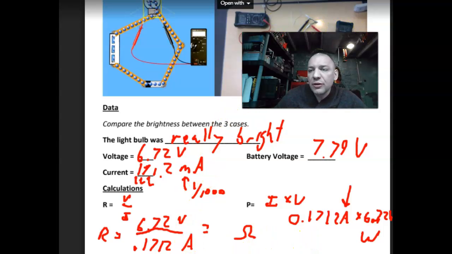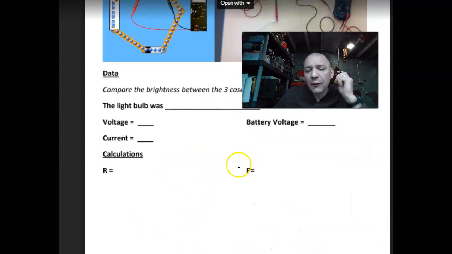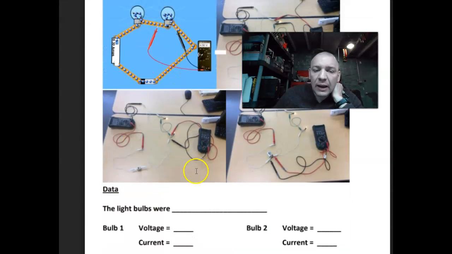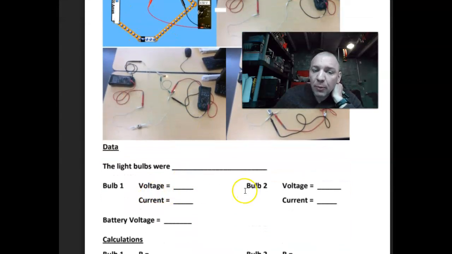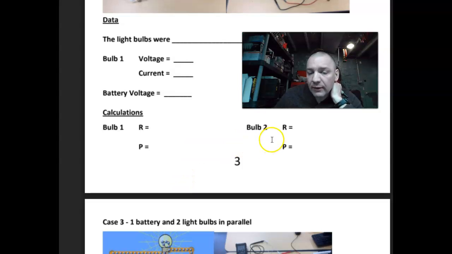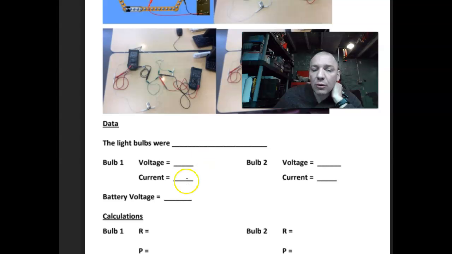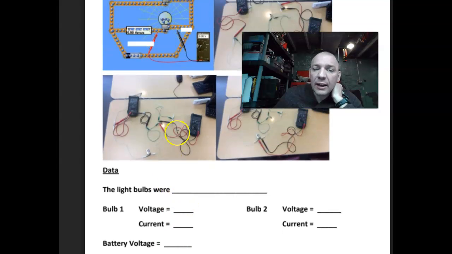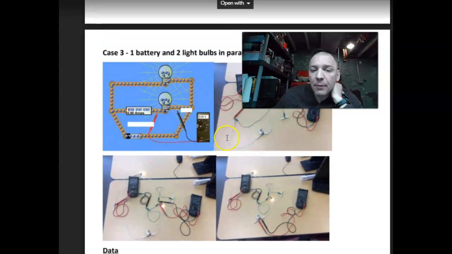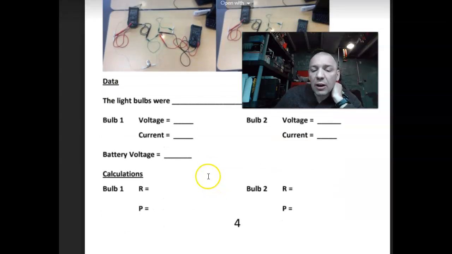So once you get all those done for the different cases, in case 2 you have to do it twice, once for each bulb, so you do the calculations twice. And case 3 is also 2 bulbs, so you're going to do those calculations too. Again, you can get the numbers from the pictures, or you can get them from the video.